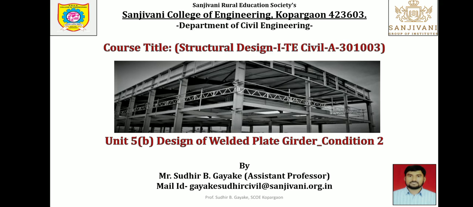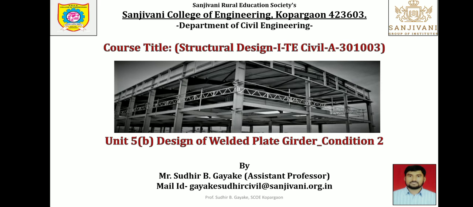So in this particular video we are going to see condition number 2, when D by TW ratio is going to be in between 100 to 200 and your section may be subjected or it may fail in shear buckling, and there may be requirement of your end bearing stiffeners at the supports. So we'll start with the video.